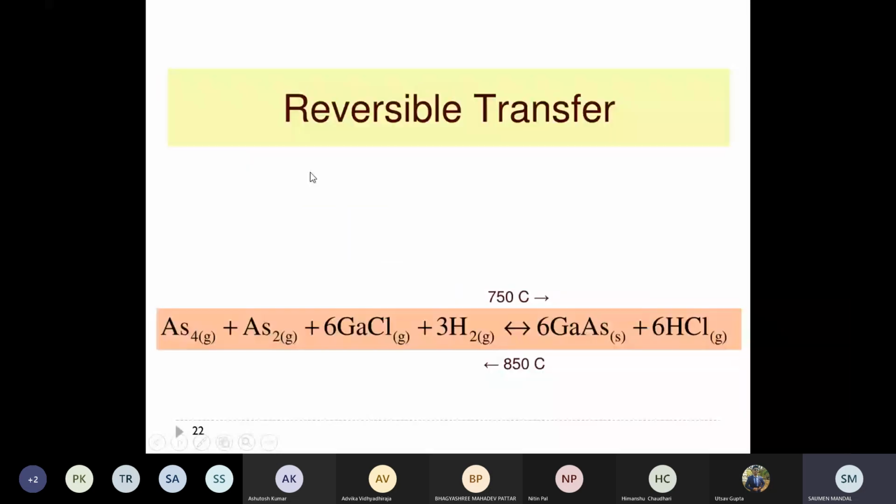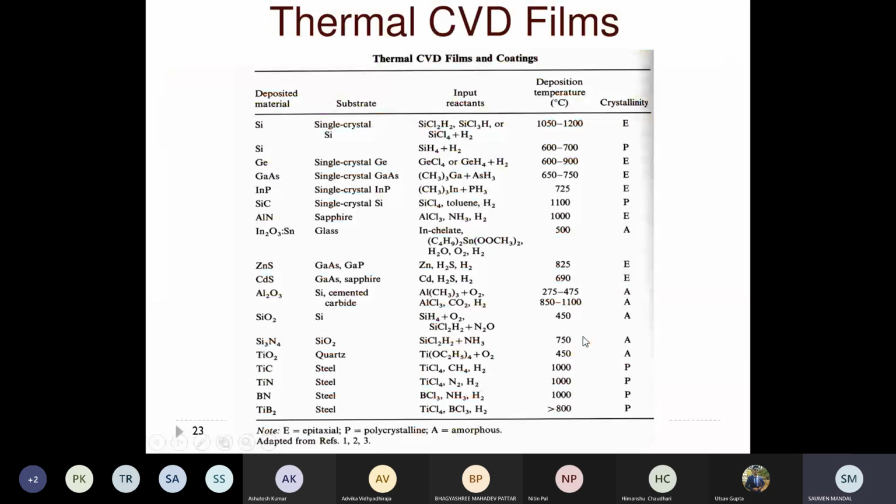Then the reversible transfer. In this reaction you can see arsenic in two different gaseous forms, and then gallium chloride is purged and you get gallium arsenide. So this is some thermal CVD film, just as an example of deposition material.